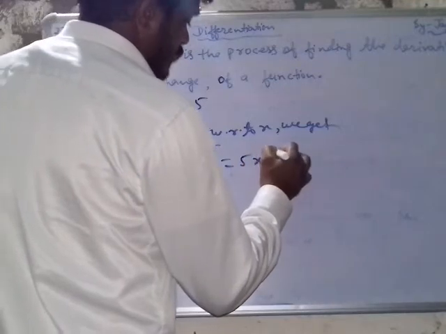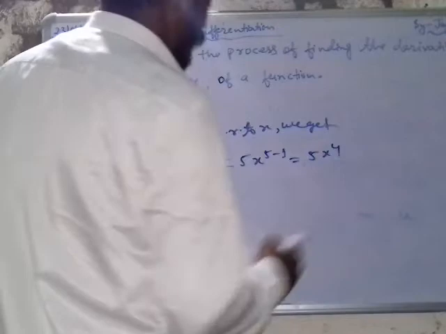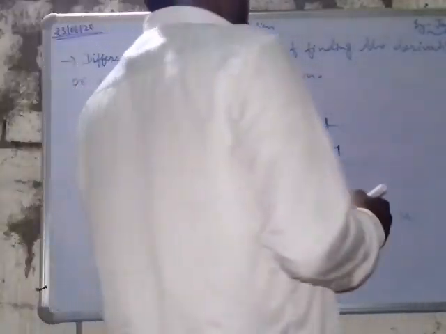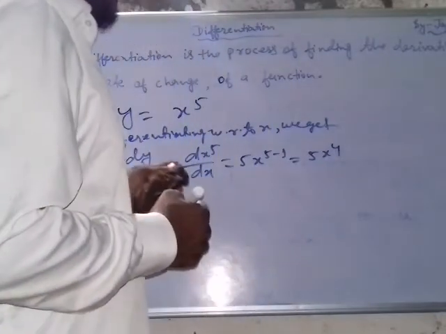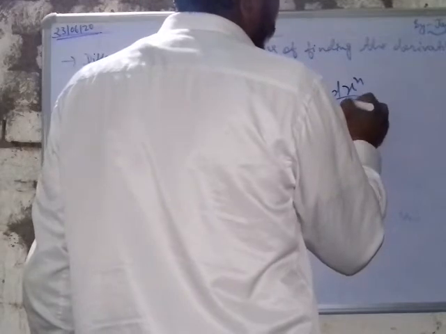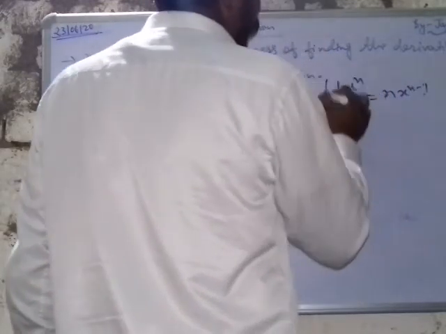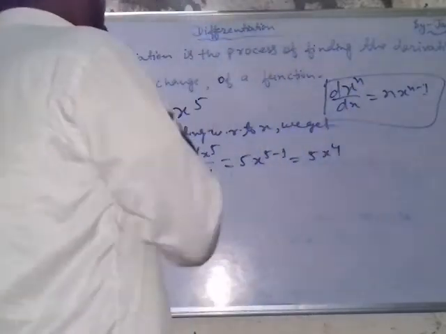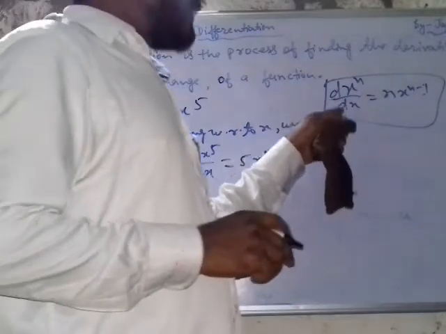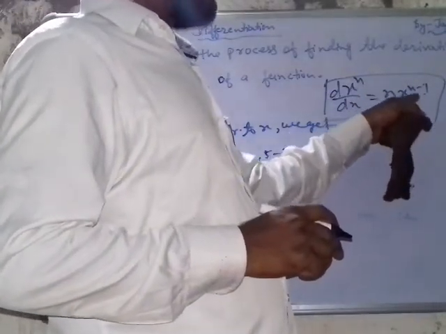5x to the power 5 minus 1, that is 5x to the power 4. And this is a general form, and here we use the formula x to the power n. d x to the power n by dx equals n x to the power n minus 1. This function is in the form of x to the power n, so we use this formula.